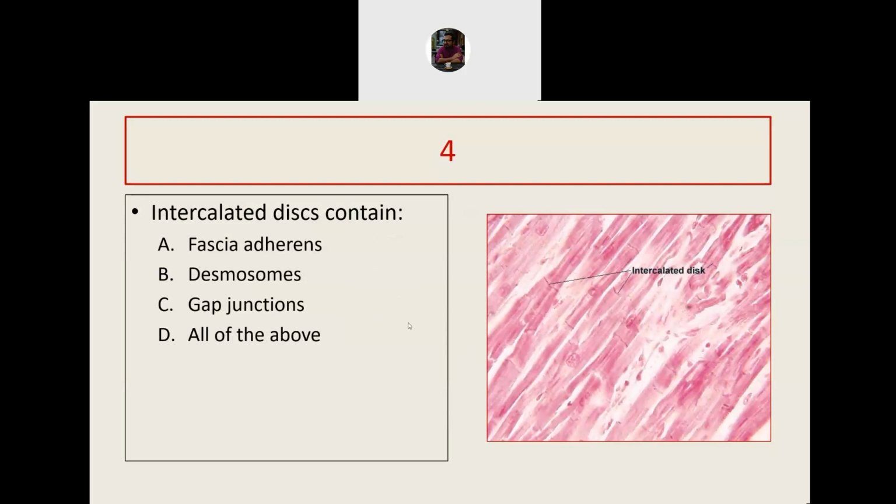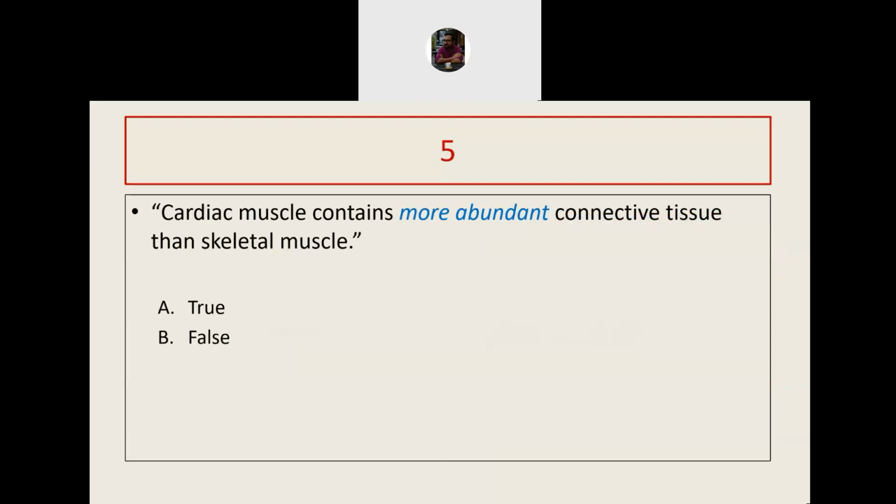Let's move on to the final question of the section before we start the discussion. Question number 5. This is a statement that I present to you: cardiac muscle contains more abundant connective tissue than skeletal muscle. Is the statement true or false?